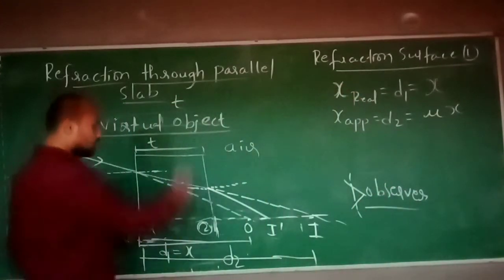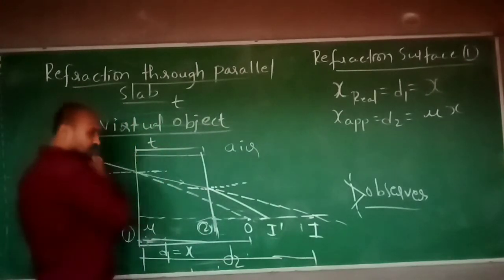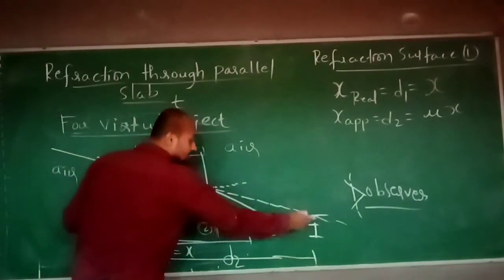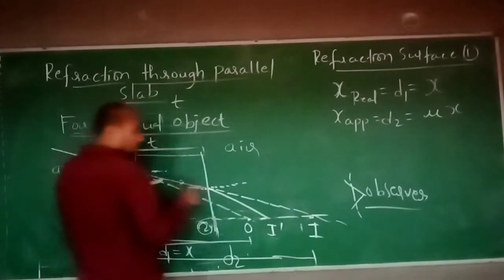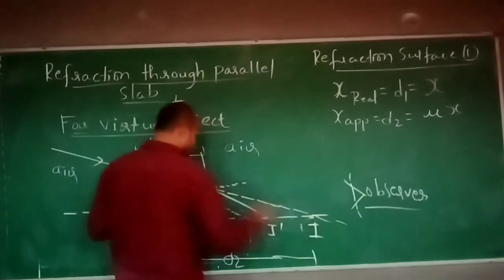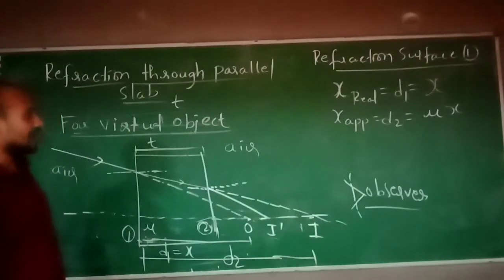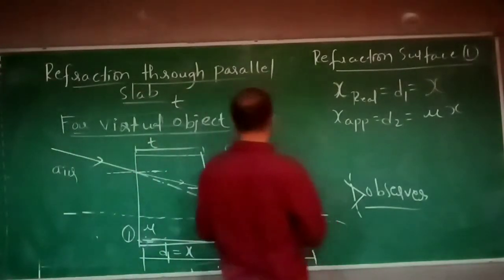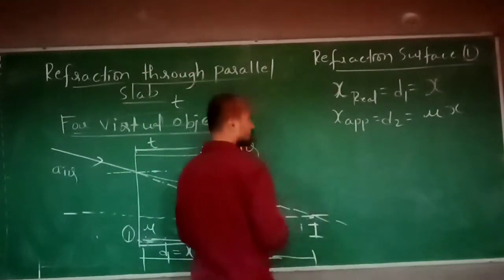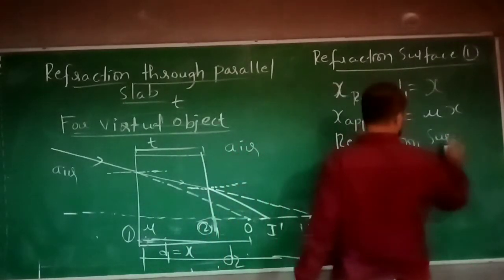If you look at the second surface, forget about the first surface, leave the first surface. For the first surface, who is the object? For the second surface, who is the object? I1 is the object. The ray was supposed to fall here, but due to the second surface, it is falling at I dash. Correct? So now, refraction through surface 2.